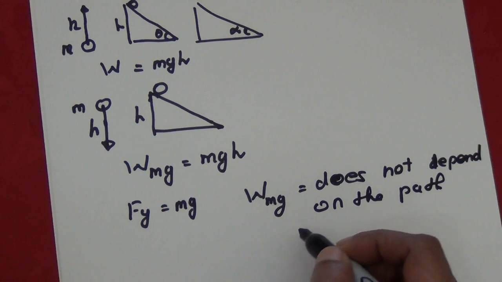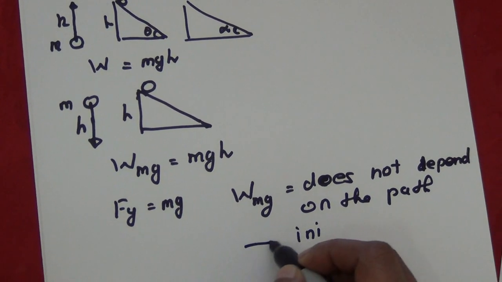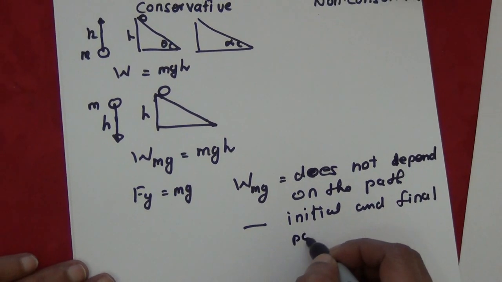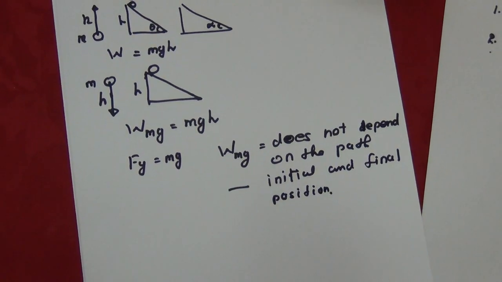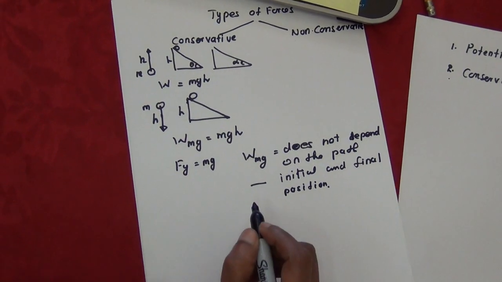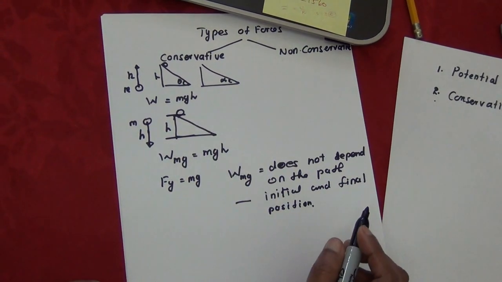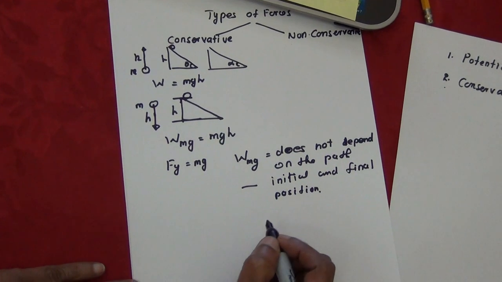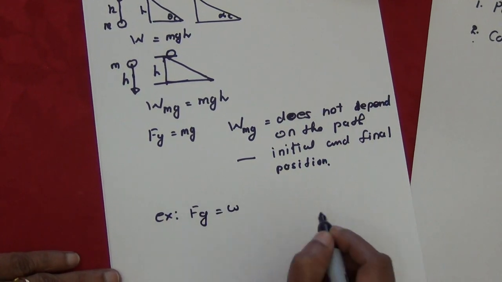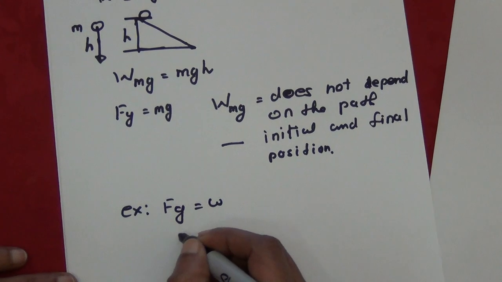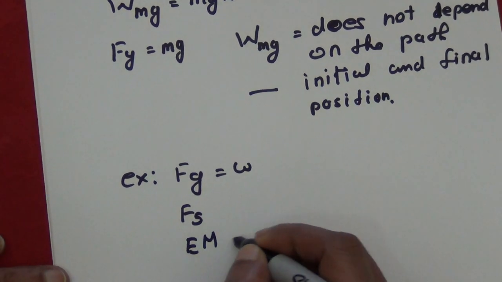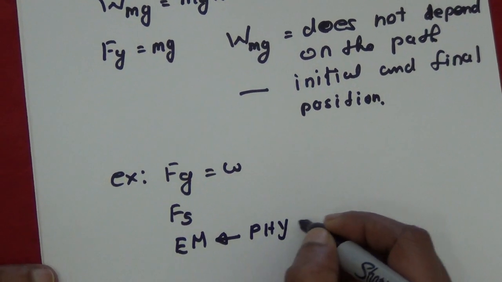It only depends on the initial and final positions, right? So for such a force, when the work done by that force only depends on the initial and final positions, we call that force a conservative force. One example of a conservative force is the gravitational force. There are other forces we'll learn, like the spring force, and the electromagnetic force. You will learn this in your physics 2 if you follow that.